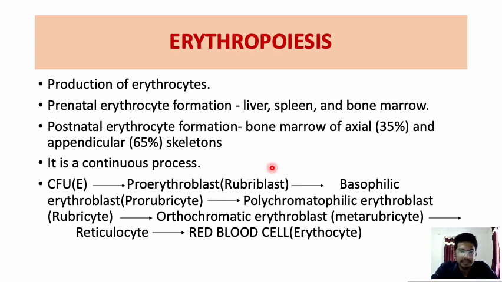Colony forming units are the first stem cells for this production of RBCs or the erythropoiesis. From them, proerythroblast will be produced, which will give rise to basophilic erythroblast, which will give rise to polychromatophilic erythroblast, leading to orthochromatophilic erythroblast and reticulocyte and the red blood cell.